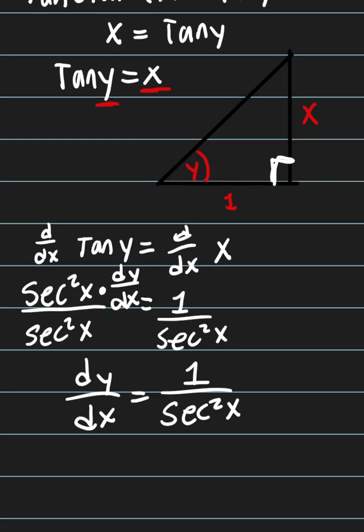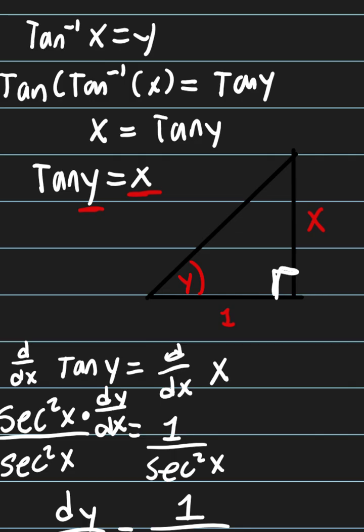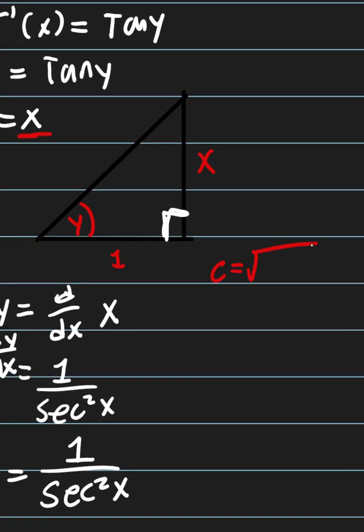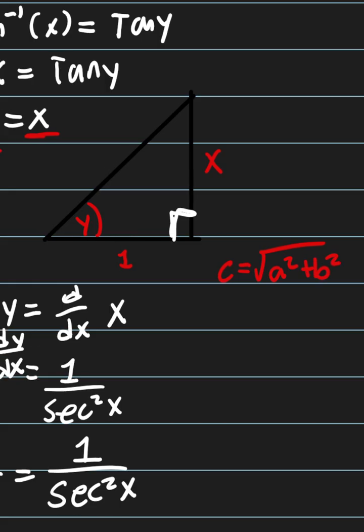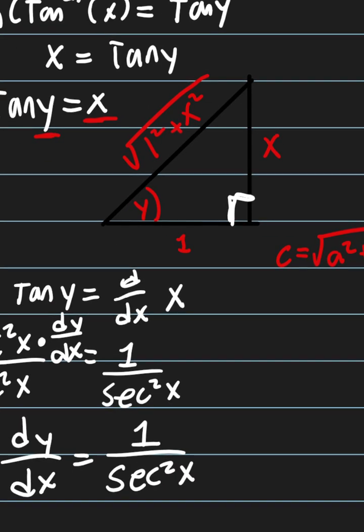Now, here's the best part. Let's solve for this side of the triangle right here. How can we do that? Well, we can solve for that using the Pythagorean theorem. As we all know, c is equal to the square root of a squared plus b squared. So let's write it over here. This is equal to the square root of 1 squared plus x squared. We know that 1 squared is equal to 1, so we don't even have to write the squared.